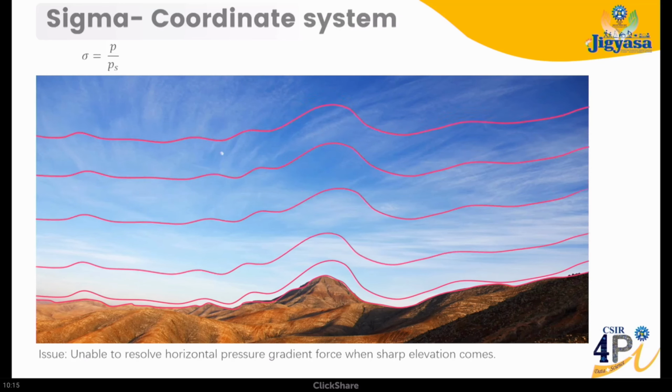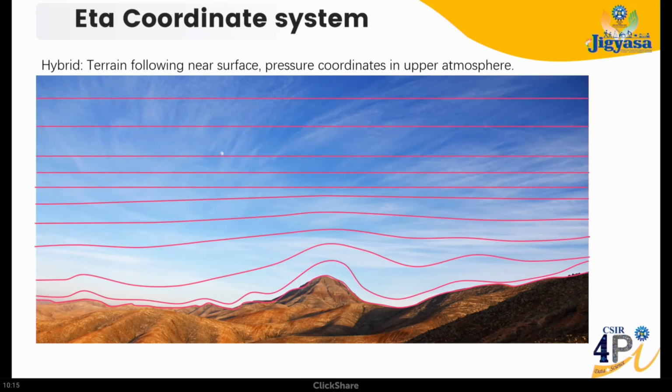But mostly our advanced models use the eta coordinate system or a hybrid coordinate system, in which in the lower troposphere we use a terrain following coordinate system, but in the upper atmosphere we use a pressure coordinate system.